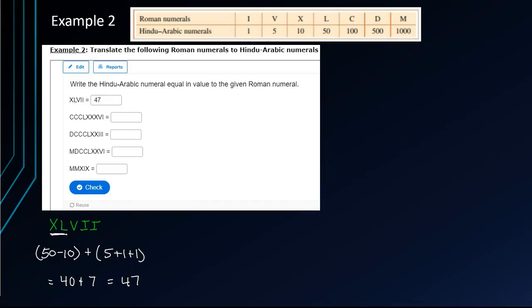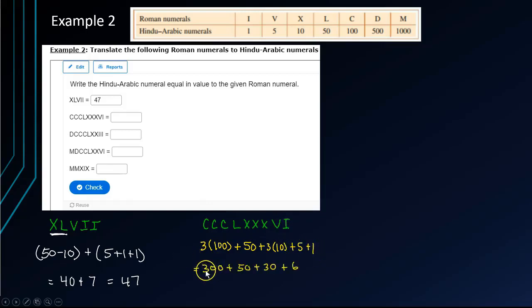For the next one, CCCLXXXVI. These are all in descending order. So there's no subtractions going on here. So I have 3 100s, I have a 50, 3 10s, 1 5, and a 1, which is 300 plus 50 plus 30 plus 6, which is 386.